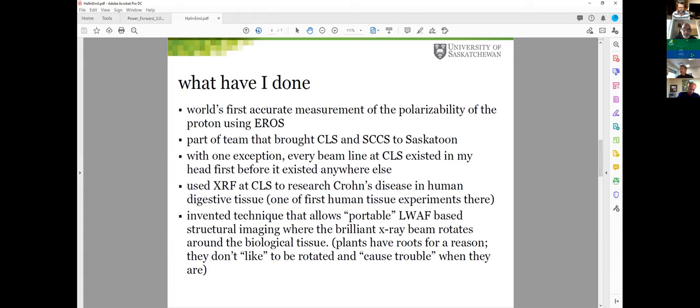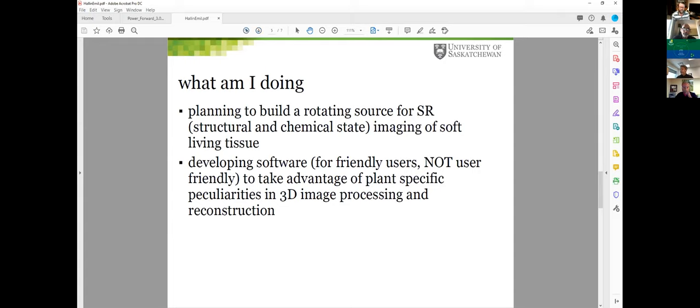Just out of interest, it's the first collaboration that began with a colonoscopy. I have Crohn's disease, and the collaboration with my gastroenterologist started when we were discussing it. I've invented a technique that allows portable laser wave field accelerator based structural imaging. The important thing about this technique is that it has the same brilliance as most synchrotrons, and I can rotate the X-ray beam around the biological tissue. What I usually say when I explain this is plants have roots for a reason. They really like to stay fixed. When you rotate them, they try to rotate back and find the sun, and they try to do other things. This causes trouble with the imaging.